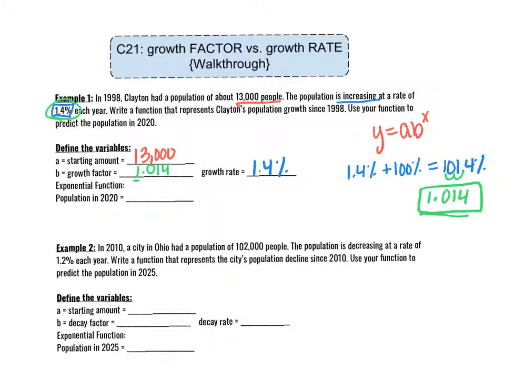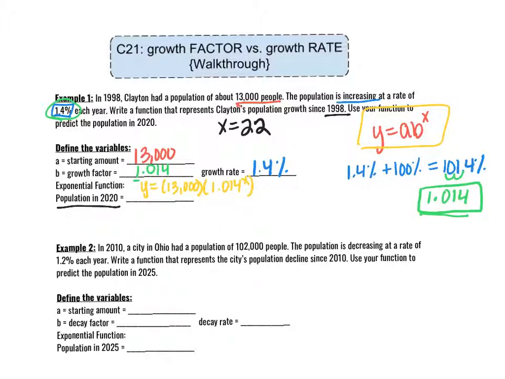Okay, so let's write this exponential function. I know I'm going to use this template. So I have y equals our starting amount, which is 13,000, times our growth factor, which is 1.014, to the x, because I want to put in any amount of years to figure out my population. So this says, what's the population in 2020? I'm not going to use 2020 as my x value because this is since 1998. So 1998 to 2020, that's 22 years. So my x is actually 22 years of growing.